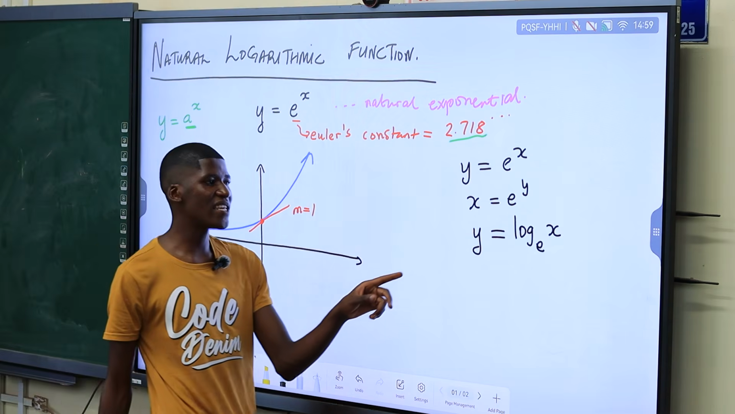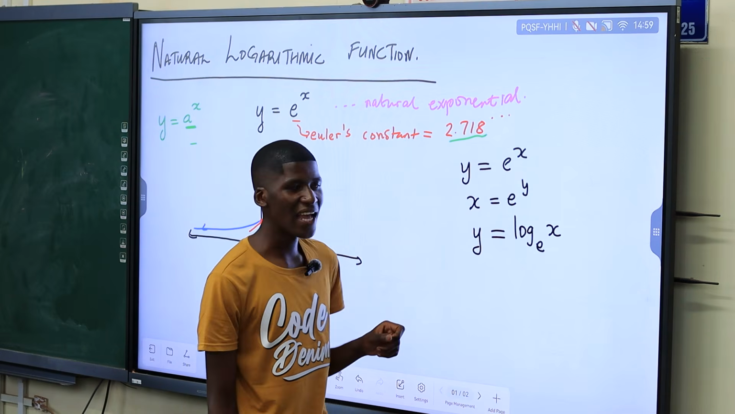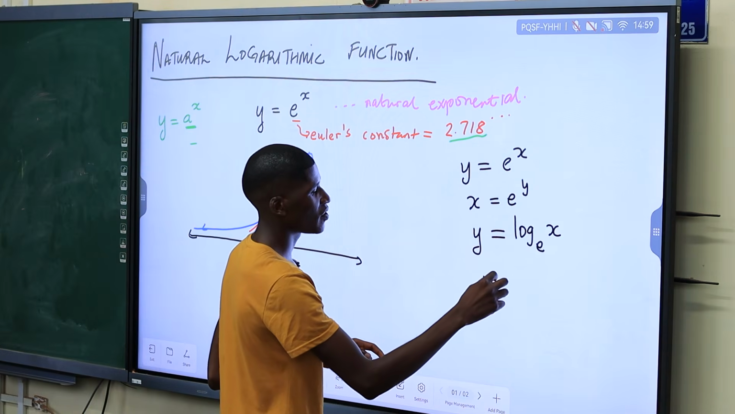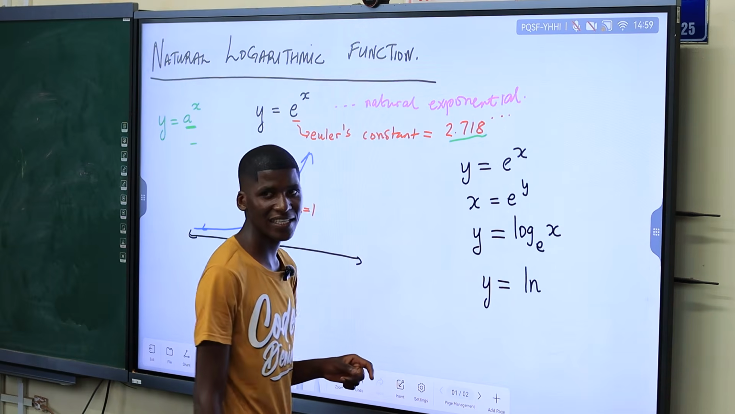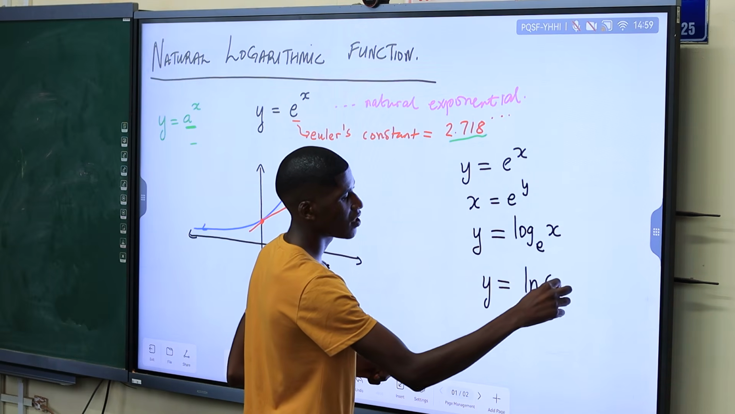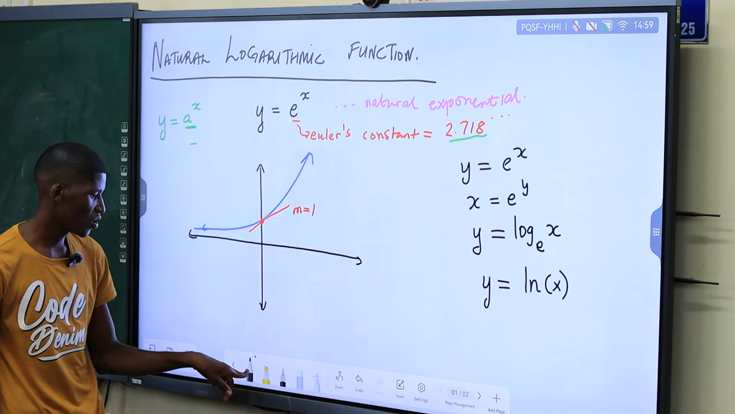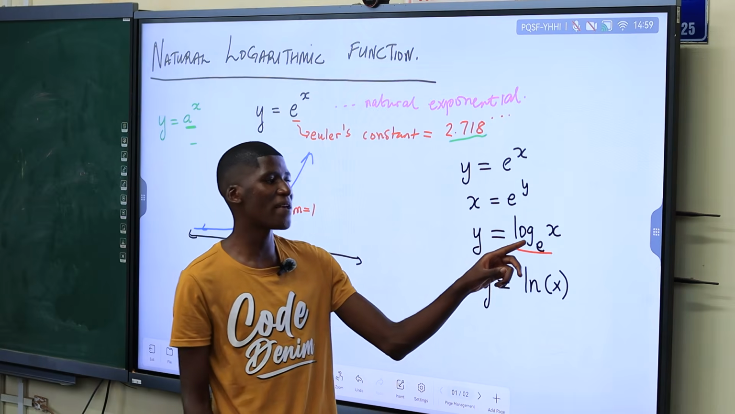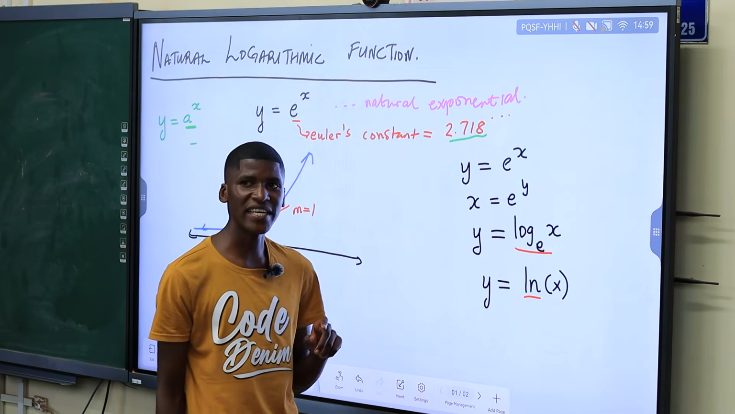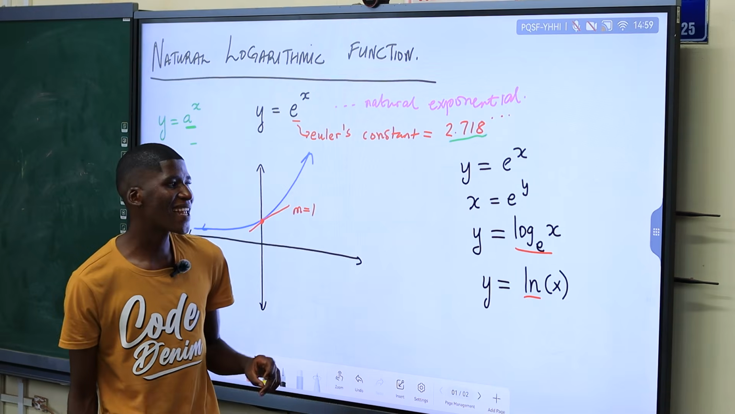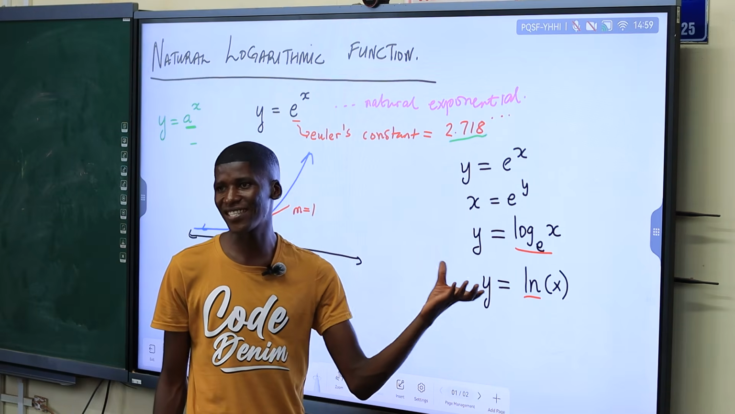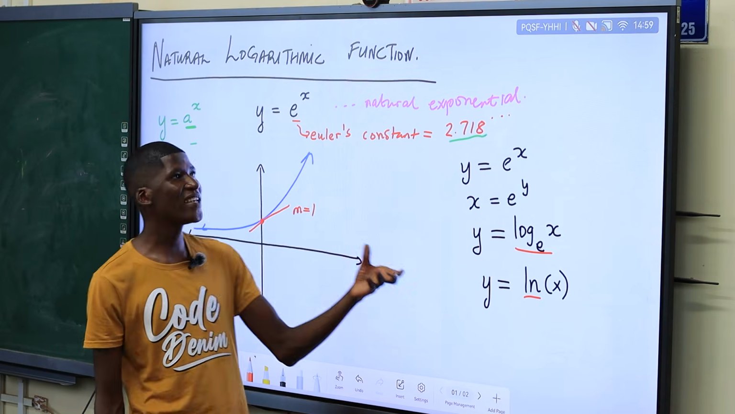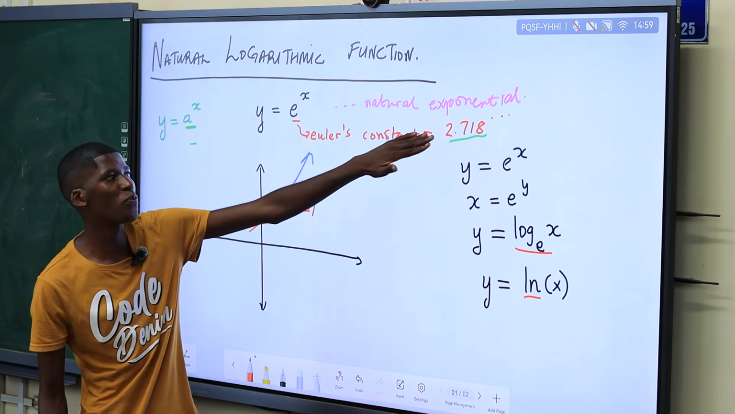So log base e, rather than calling it log base e, we have a special name that we use, which is ln. So we say this is ln. So this is ln of x. You see that. So here, a logarithmic function that has base e is known as what? ln. We actually write ln. But in other words, it is just a logarithmic function. It's just a logarithmic function with base e. The base e, we're talking about Euler's constant, 2.718.